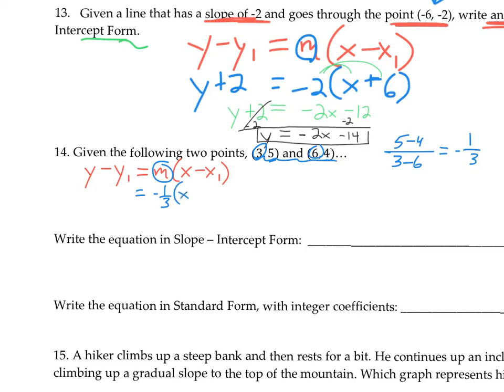I'm going to leave x and y blank like I always do. And then I can pick whatever point I want to use for my x1, y1. So I'm going to use my 6, 4 point. So instead of writing x minus x1, I'm going to write x minus 6 because that's my x1 value. Instead of writing y minus y1, I'm going to write y minus 4 because that's my y value. All right, now I guess it wants me to write it in slope-intercept form. I can do that. Y equals mx plus b.